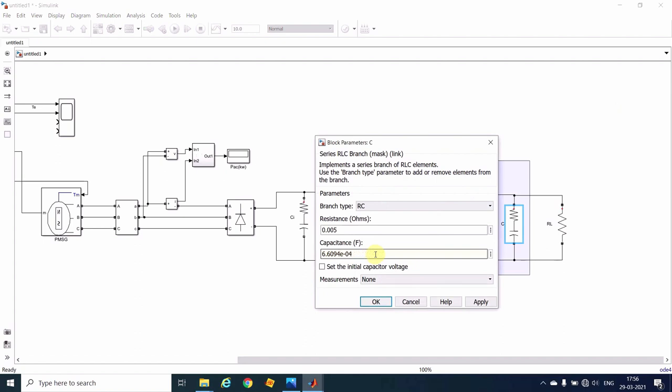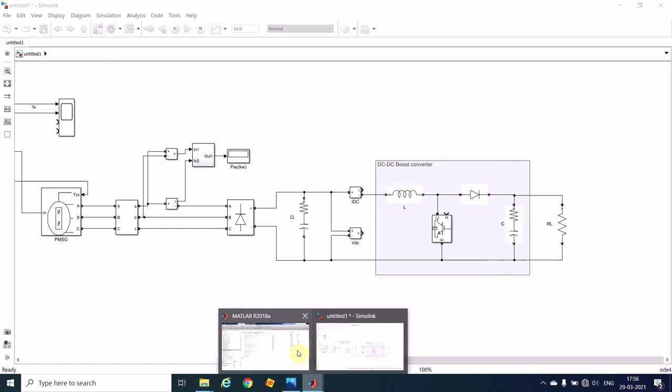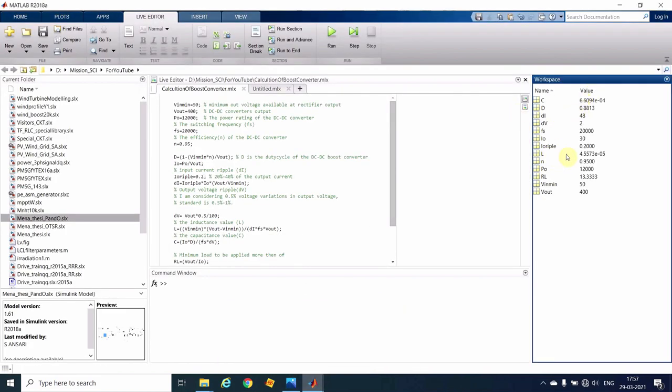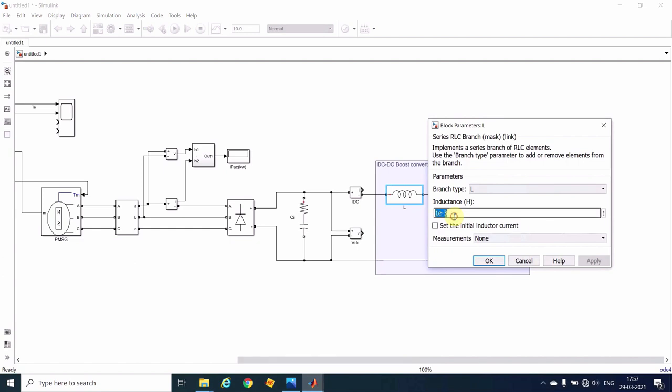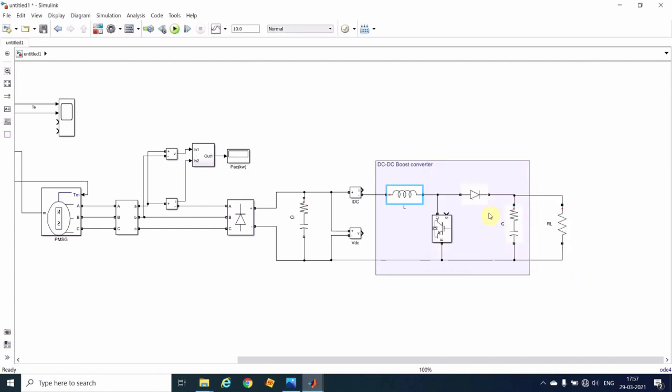I will take 4 here and this one 0.005. Similarly, what is the inductor value? This one. Just copy and paste here. So this is the inductor value. Now you have seen how to calculate the inductor value and the capacitor value of the DC-DC boost converter.